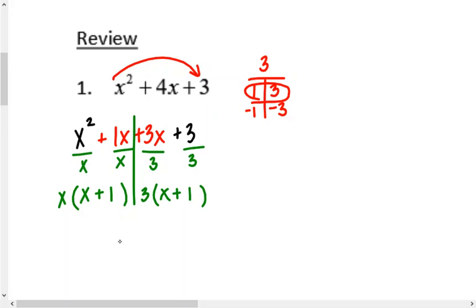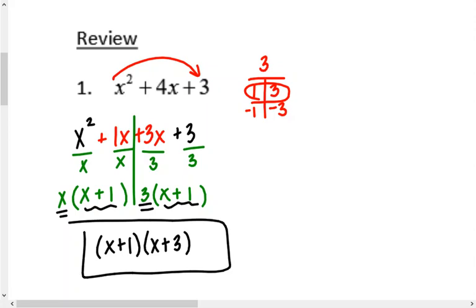3 divided by 3 is 1. So my x plus 1's inside the parentheses match. So there's one of my answers. And then we're going to take the outsides, the GCFs. So x plus 3 is my second answer.